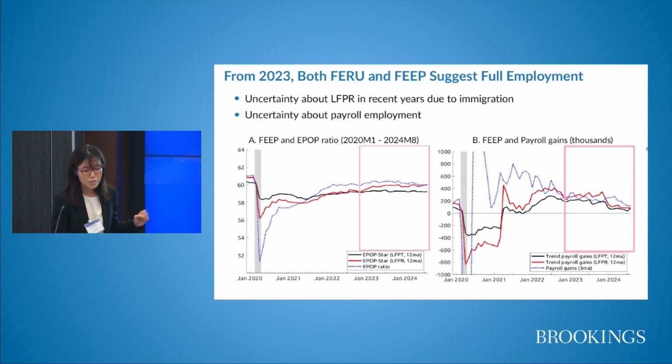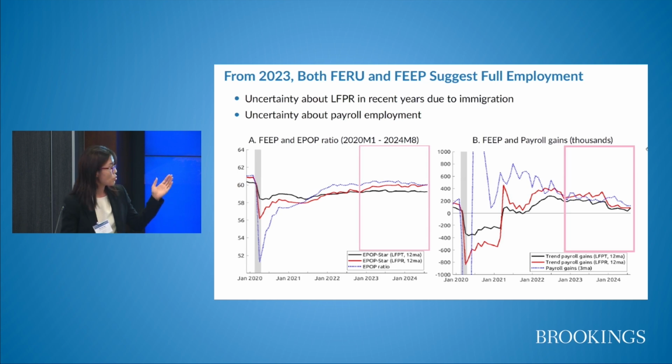Okay. So looking at 2023 and the recent months, the FIRU labor force participation rate, the FIRU implied EPOP ratio and the FEEP EPOP ratio seem to diverge. There's a little bit of uncertainty about whether that reflects immigration or cyclical strength in the labor force participation rate. So there's some uncertainty about it. But both indicators say that we are at full employment. So let's take a look at panel B, which shows payroll gains, FEEP gains and FIRU implied employment gains.